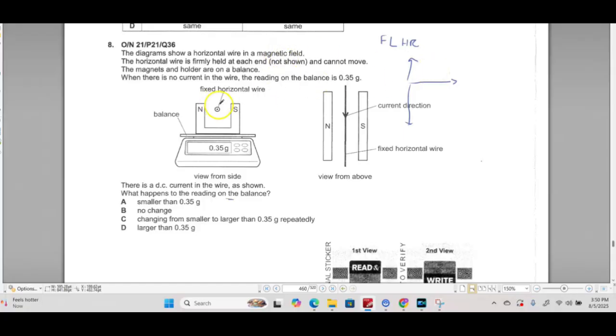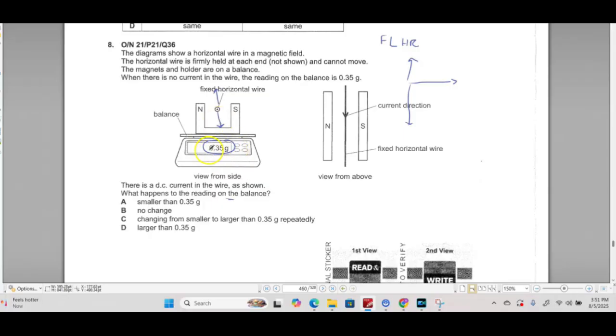So if the force is being applied in this direction, according to Newton's third law of motion, there is going to be an equal and opposite reaction to this force, and there is going to be a force of equal magnitude and opposite direction in the downward direction as well. So because of this force, there is going to be an increase in the weight.